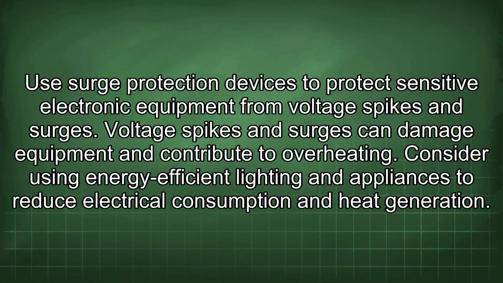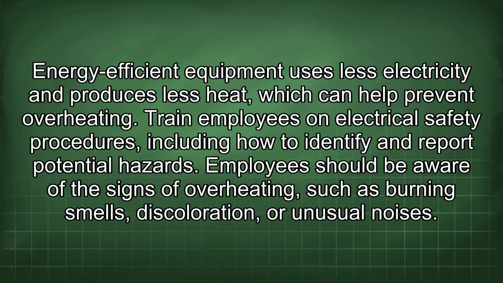Use surge protection devices to protect sensitive electronic equipment from voltage spikes and surges. Voltage spikes and surges can damage equipment and contribute to overheating. Consider using energy-efficient lighting and appliances to reduce electrical consumption and heat generation. Energy-efficient equipment uses less electricity and produces less heat, which can help prevent overheating.